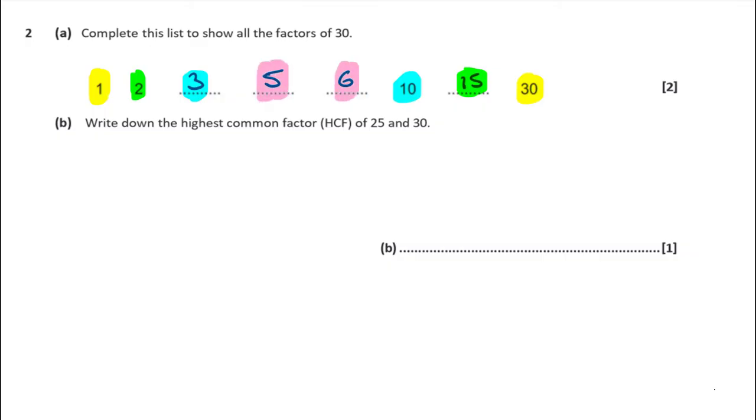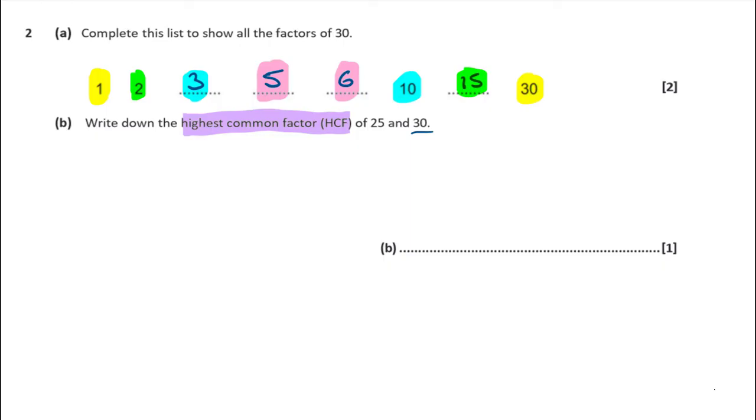Okay. Part B says write down the highest common factor, HCF, of 25 and 30. Okay, so we've already worked out all the factor pairs of 30. That's what we did in the first part of the question. Now to answer the next part, finding the highest common factor, the first thing we need to do is find all the factors of 25.